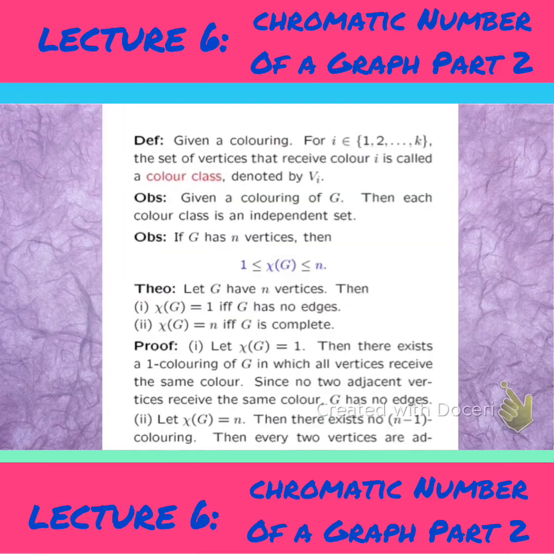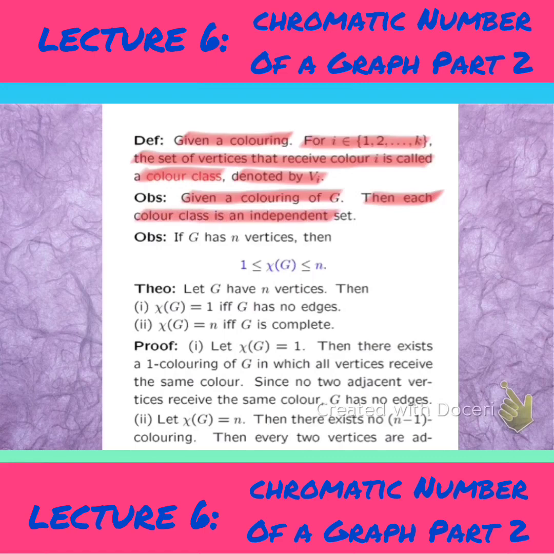Another definition: given a coloring for integers between 1 and k, the set of vertices that receive color i is called a color class, and it's denoted by V_i. That's pretty straightforward. And just an observation: given a coloring of G, each color class is an independent set, as I explained previously in the lesson. So, I mean, that's obvious.